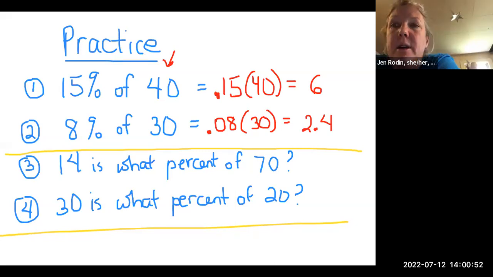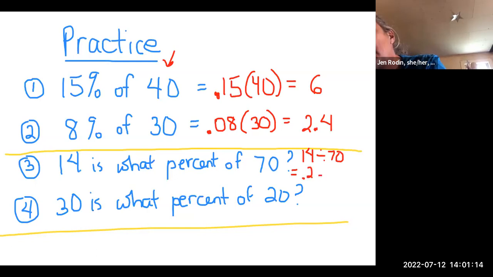Okay, now I'm looking at what part of 70 is 14, really? Like 14 is what percent of 70? So 14 divided by 70 is what is happening with that one. And you get 0.2 or 0.20 and then change it to a percent. So when it says what percent, we want that percent sign on it. So that would be the correct answer, 20%.